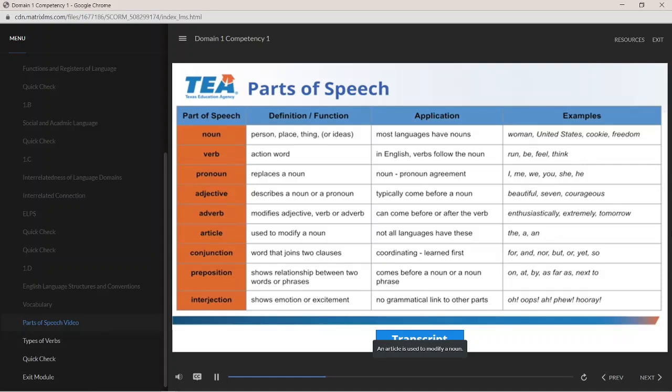An article is used to modify a noun. It's important to note that not all languages have these. Examples of articles include the, a, an.